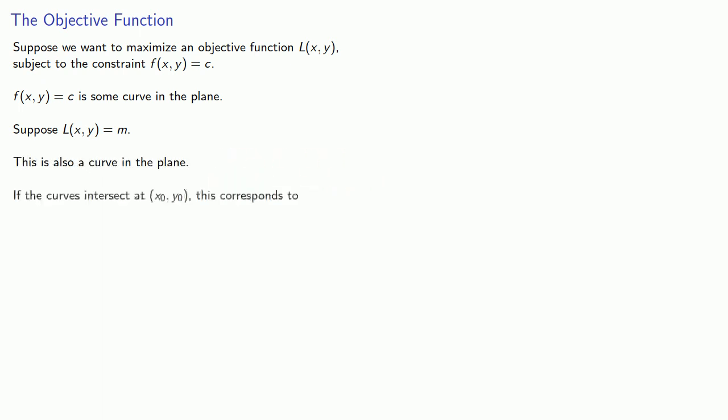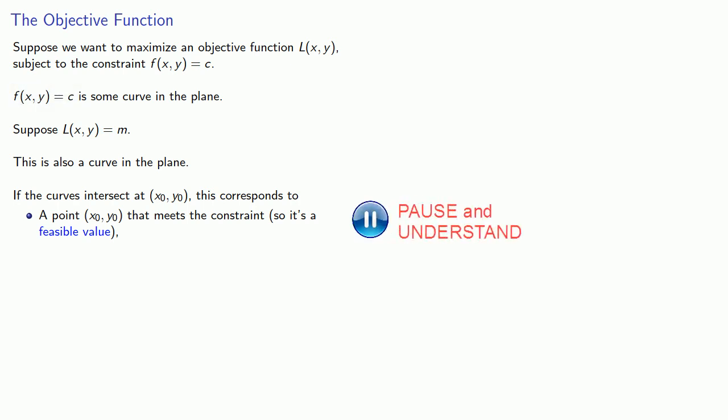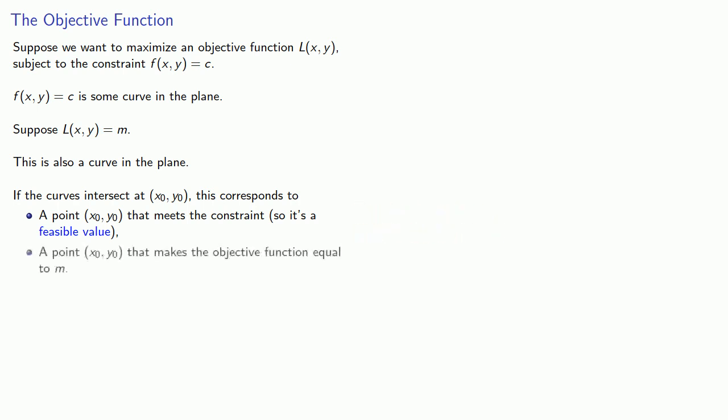Now, if the two curves intersect at some point, this corresponds to the following. First, it's a point that meets the constraint because it's on the level curve f of x y equals c. We say that this is a feasible value. It's also a point that makes the objective function equal to m because it's on the curve L of x y equal to m.